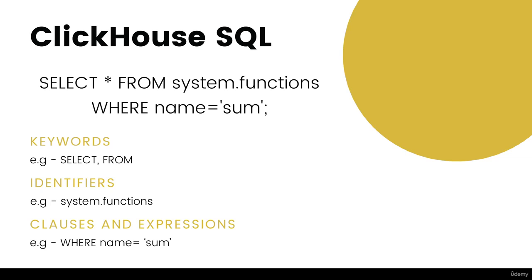Let us look at the clauses. Clauses are the part of SQL statement which specifies the conditions to retrieve the data from the table. In this example, we have a where clause. And finally, expressions are a combination of operators, values, and functions that evaluates to a boolean, numeric, or date value. In this example, we have an expression which is name equals to sum.